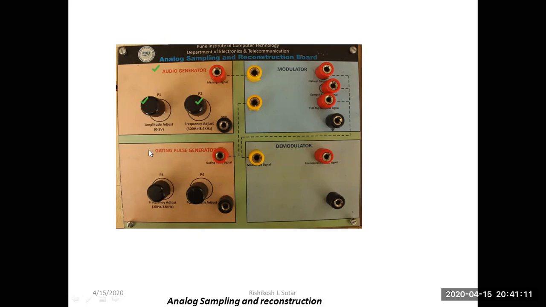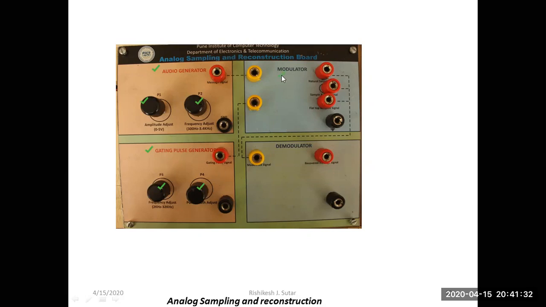Next section is getting pulse generator section. Getting pulse generator section will provide me sampling signal. I can adjust frequency of sampling signal with the help of frequency adjust potentiometer. I can adjust duty cycle of sampling signal with the help of pulse width adjust potentiometer.